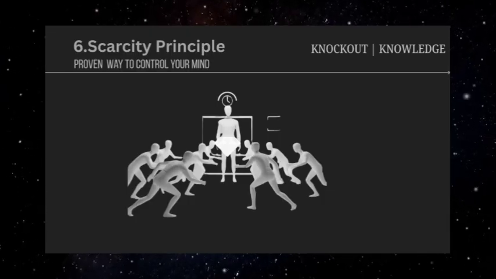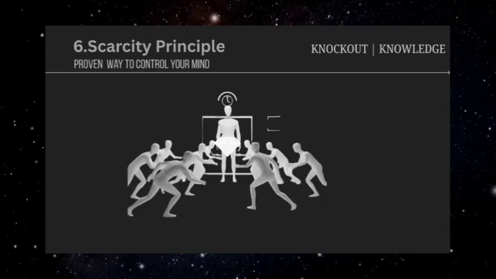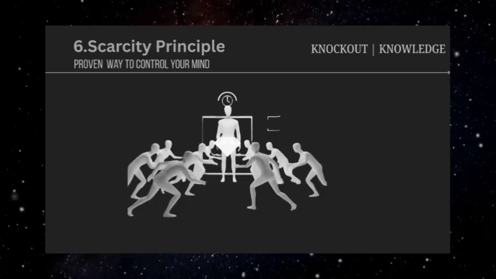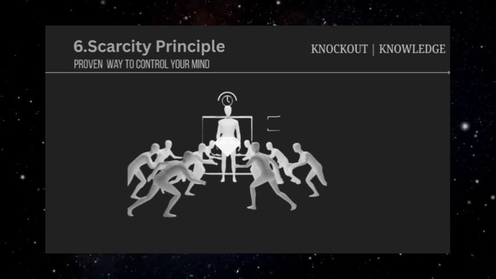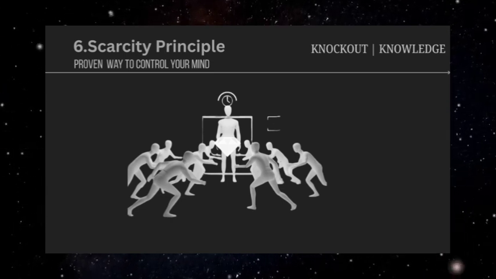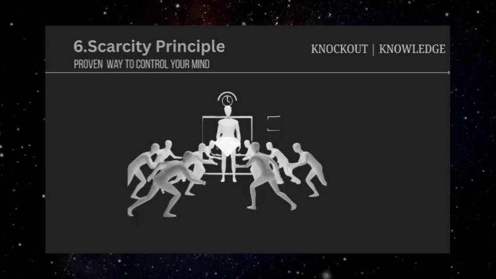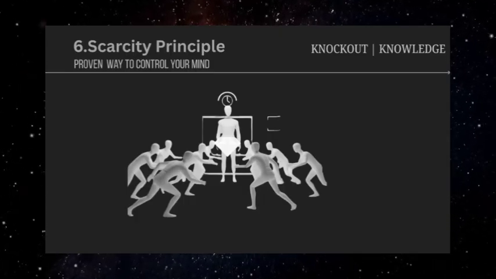Digital environments have made scarcity manipulation more sophisticated. Websites can display real-time counters showing how many people are viewing a product, how many items are left, or how much time remains in a sale. These displays create a sense of competition and urgency, even when the numbers might be fabricated or manipulated.